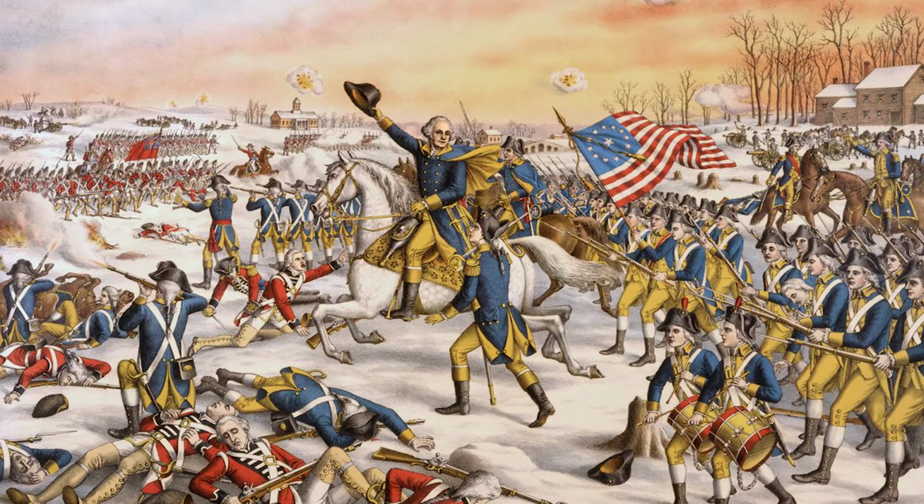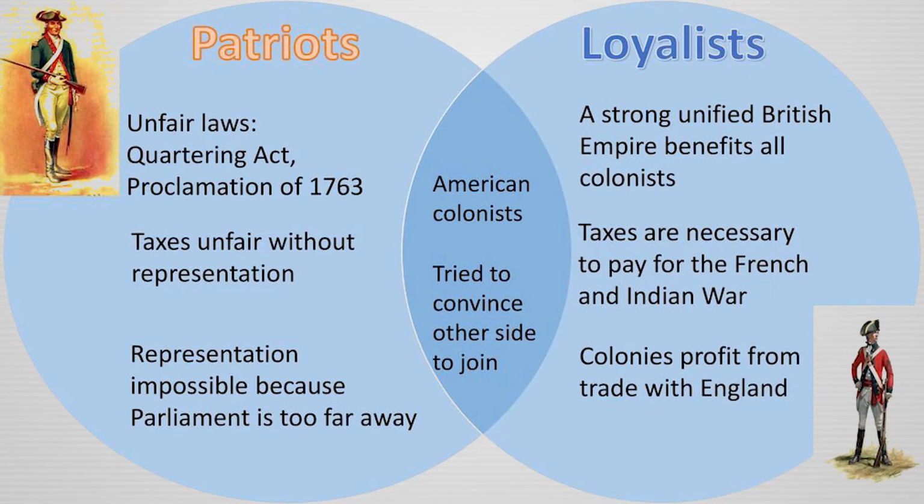The American Revolution started in 1765 and ended in 1783. On one side, there were American patriots, who were supported by the French Empire, and on the other side, there were loyalists supported by the British Empire.